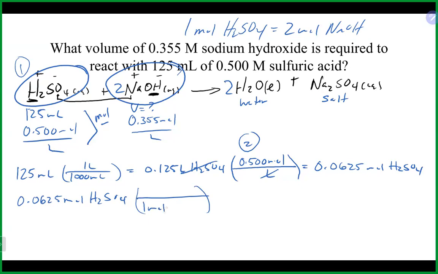1 mole of sulfuric acid, 2 moles of sodium hydroxide. So those guys are going to cancel and times that by 2, 0.125 moles of sodium hydroxide. And that would be obviously step number 3 here.